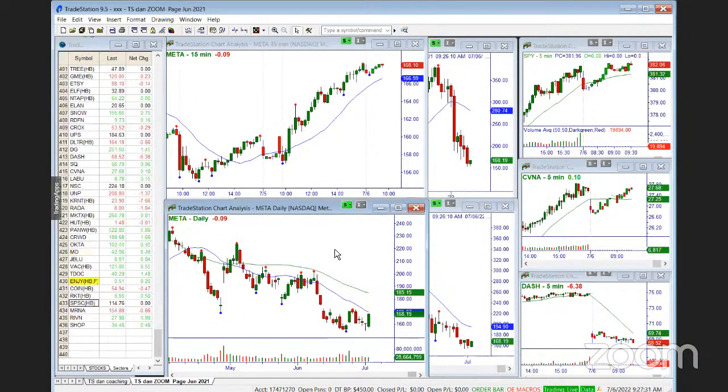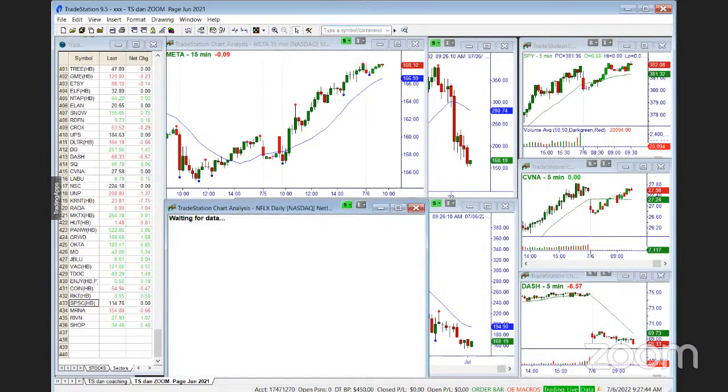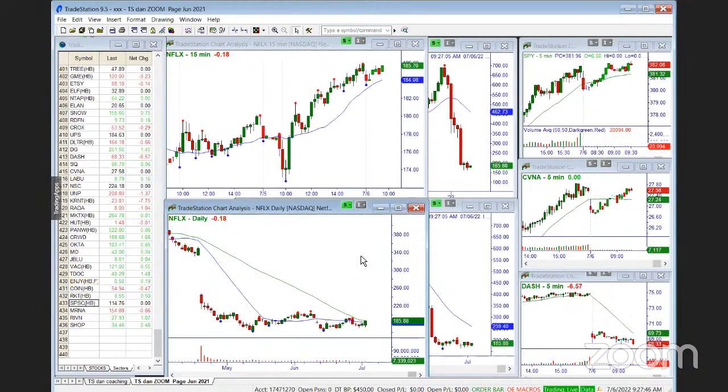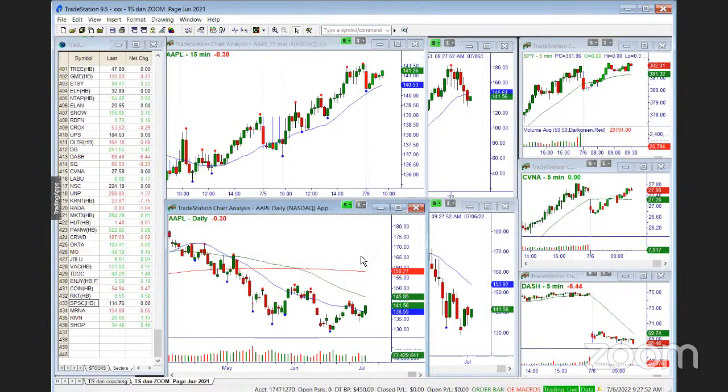But look at Meta here. That's a W bottom. You can do the 157 and a halves for Friday. That looks great. W bottom. Netflix still in a crazy sideways trading range, but if there's any juice, that's fine for Friday. Apple, messy, good.